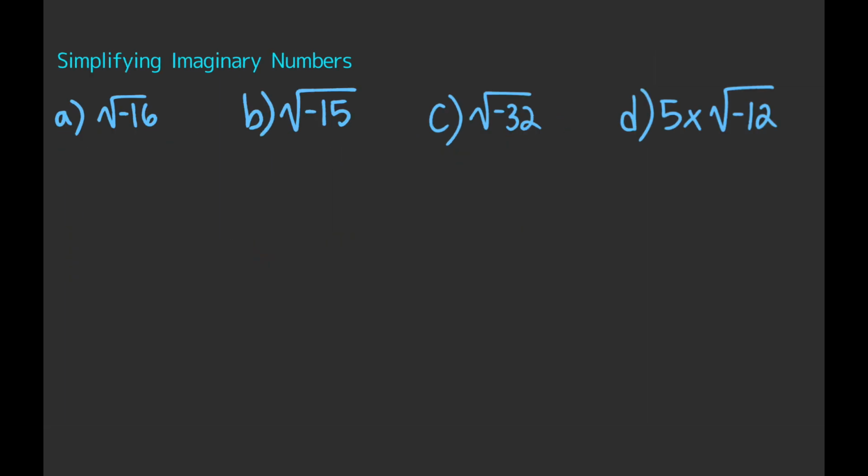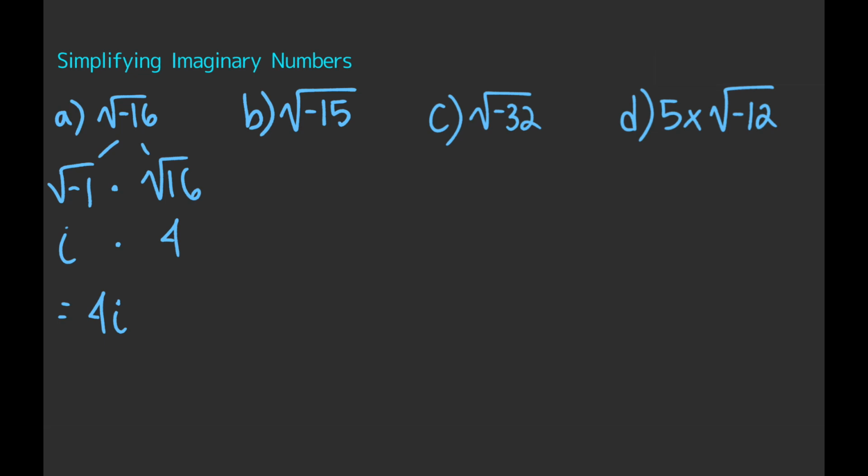Oftentimes, you will be asked to simplify imaginary numbers. Let's try a few examples. For example A, we can simplify this by first splitting it into two parts: the square root of -1 and the square root of 16. You can recognize that the square root of -1 is just i, and the square root of 16 simplifies to 4. We can combine our final answer and we get 4i.